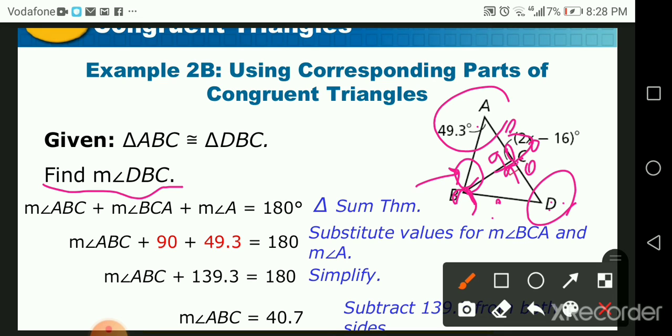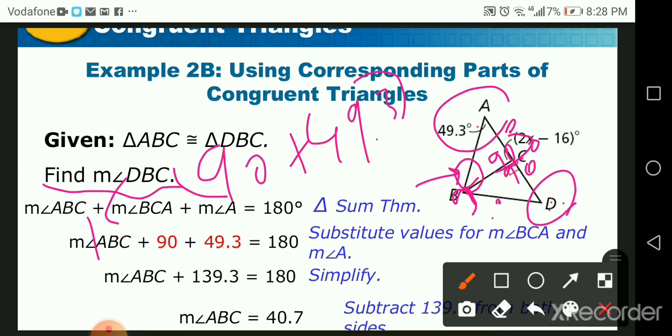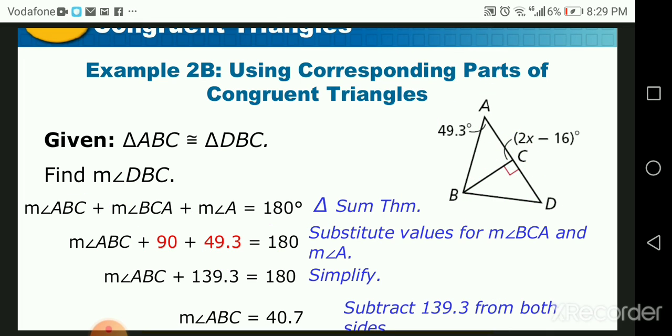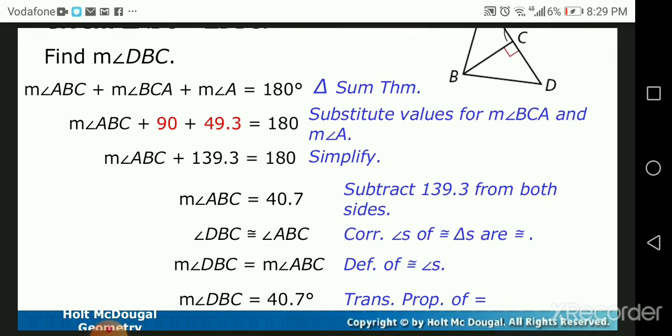Let's do it. 90 plus 49.3. Okay, who can tell me? I have here 180 minus the sum of them, right? So it will give you 40.7. So angle ABC is 40.7. Therefore, this angle, which is DBC, is 40.7, my dear students. Why, Miss Dina? Because they are congruent, right? Very, very interesting. Let's complete.